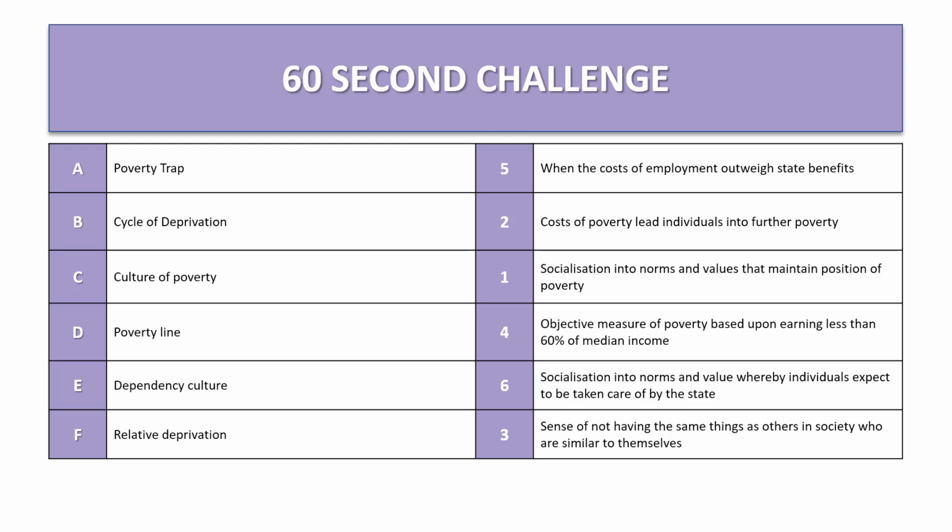A culture of poverty, very much a New Right explanation, is the idea that there's a socialization into norms and values that maintain a position of poverty, that those in poverty have different norms and values to everybody else. The poverty line is an objective measure of poverty based upon earning less than 60% of the median income. A dependency culture, another New Right idea, is a socialization into norms and values whereby individuals expect to be taken care of by the state, sometimes referred to as welfare dependency as well.